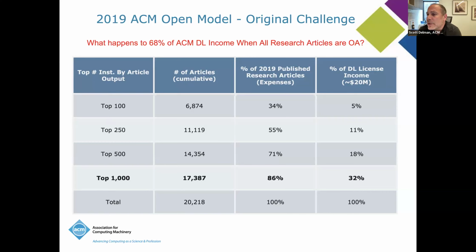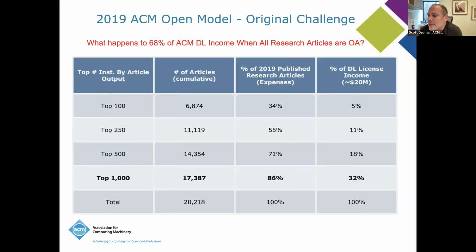One of the things we noticed immediately was the imbalance. The top 100, for example, represents about a third of the articles that we publish every year, and that's still generally the case. In 2023, we published about 29,000 articles, what we call research eligible articles. Yet that same group, when we started this model back in 2019, 2020, only represented about 5% of the digital library income. If you look at the other lines in this table, the top 250 represents over half of the articles, but only 10%, 11% of the income.